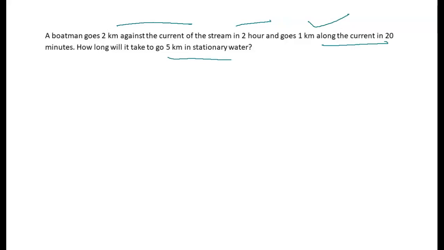2.5 hours, yes. So the boatman goes 2 kilometers against the current of the stream, the upstream. 2 kilometers in 2 hours, which means upstream speed is 1. Then 1 kilometer along the current, downstream, in 20 minutes. After 60 minutes, that gives you the speed: 3 kilometers. So 3 kilometers per hour is the downstream speed.